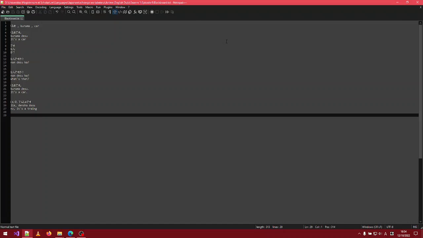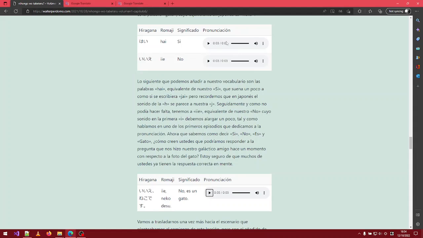So this person asks, 車ですか? Is that a car? So it is a car. So we can say, はい、車です。 Yes, it's a car. Okay, so let's keep going to the next lesson.